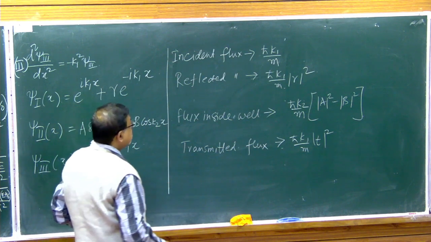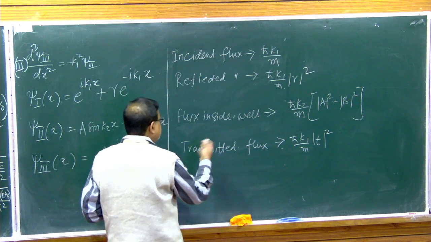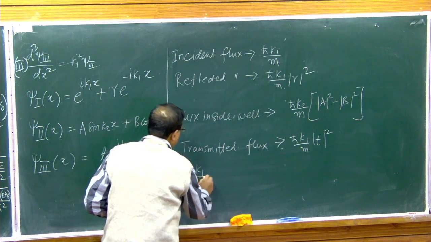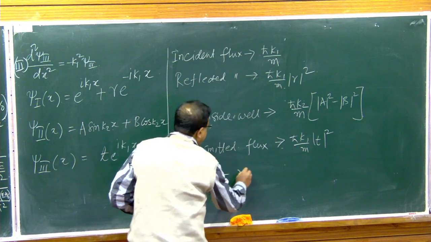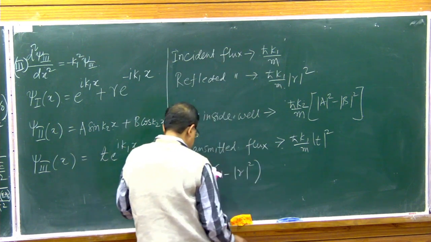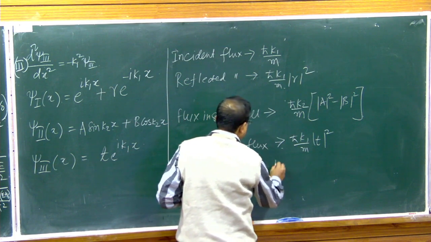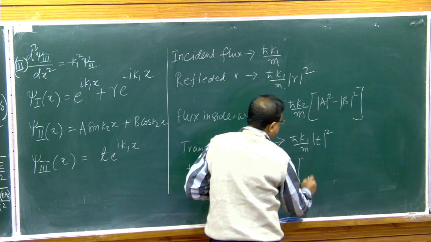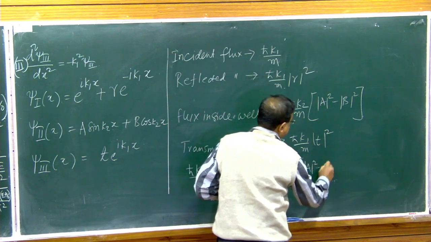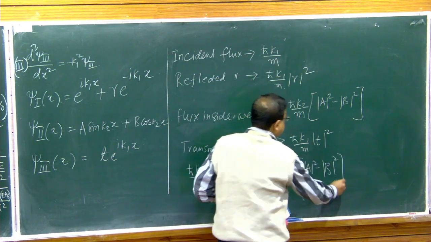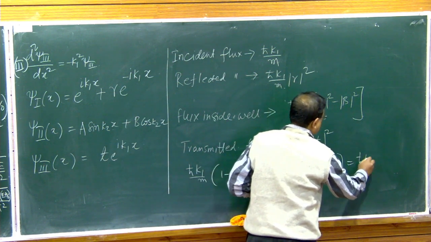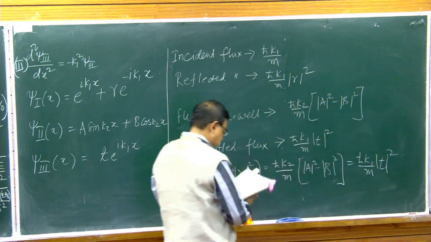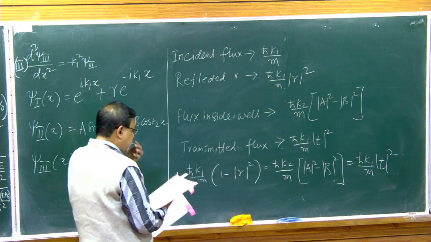So the flux should be conserved. So there will be h cross k1 over m times (1 minus |r| squared), and this is equal to h cross k2 over m times (|a| squared minus |b| squared). It's equal to h cross k1 by m and |t| squared. Okay, so that's the continuity of the flux.